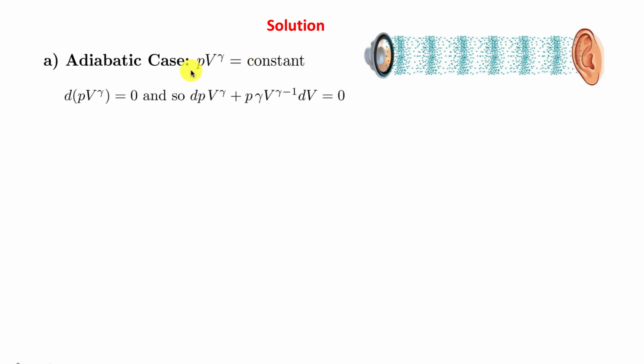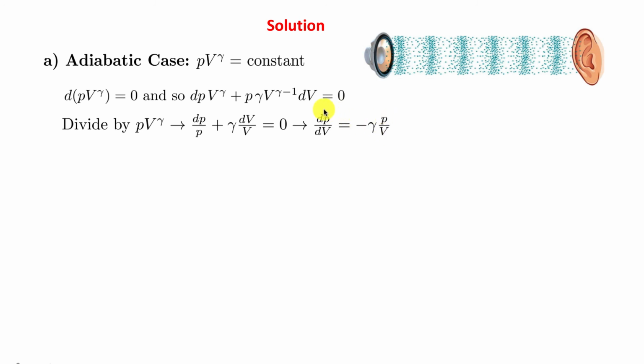If it's a constant, that means if I differentiate both sides, the derivative of the constant will be 0, and the left-hand side is dp times v to the gamma plus p times the derivative of v to the gamma, which is this, and that's equal to 0. Simplify this a little by dividing by p v to the gamma, and this equation becomes dp over p plus gamma dv over v. That immediately tells us that dp by dv is equal to minus gamma p over v.